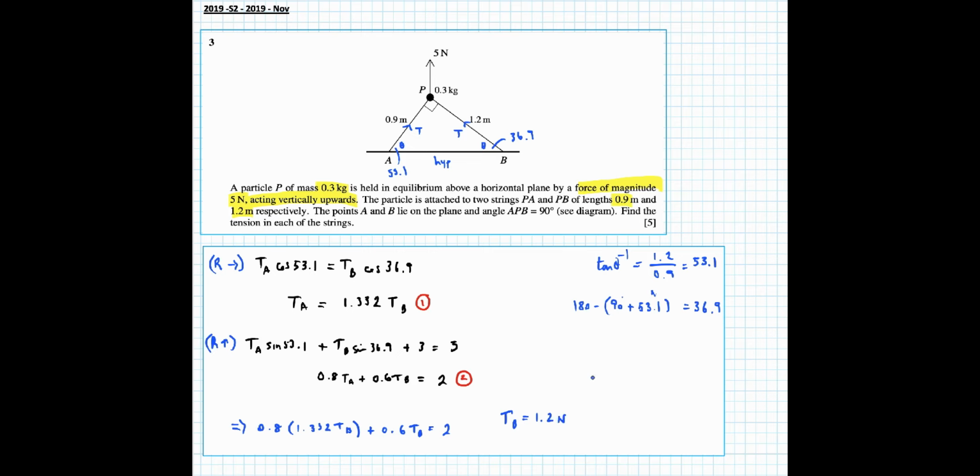And then last part, just substitute back in again into one of your equations. So you might get tension in A is equal to 1.2 times the 1.332. That's the simplest way to do it. Or 1.332 times 1.2, same. Is equal to 1.6 newtons. And that's our tension for both A and B.